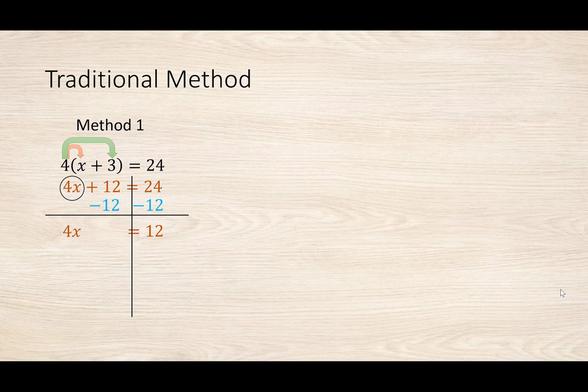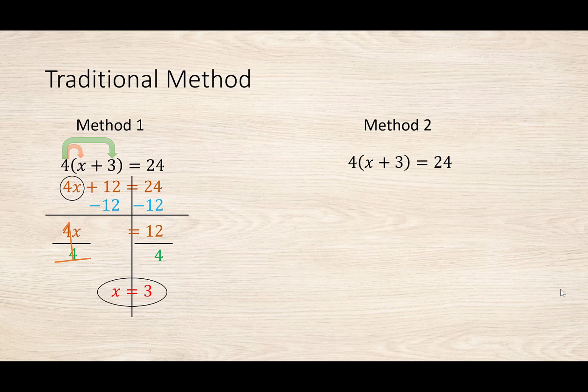4 and x, again, those are being multiplied together, so we need to do the inverse of that and divide them. Divide both sides by 4. You always divide by what you are multiplying by. 4 divided by 4 is 1, so we end up with x equals 12 divided by 4, which is 3. The second method, the same exact problem.